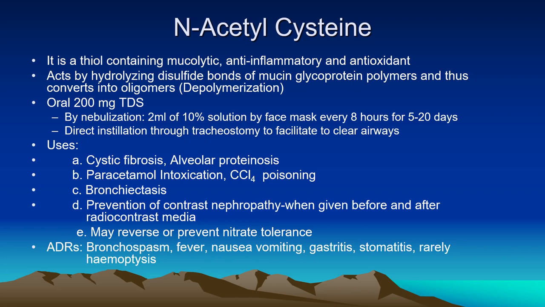It acts by hydrolyzing disulfide bonds of the mucin glycoprotein polymers, and thereby it converts these polymers into oligomers, and the process is depolymerization. It is given by nebulization, 2 ml of 10% solution with face mask in cystic fibrosis, and by direct instillation through tracheostomy to facilitate airway clearance when it is required in ICCUs and in patients on ventilators.